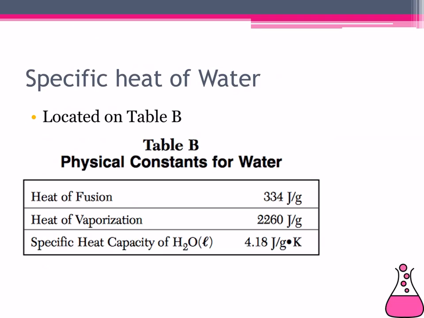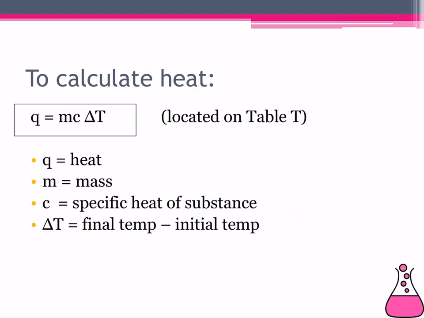But the specific heat capacity for water in the liquid phase is this 4.18 joules per gram times Kelvin. Now that can also be replaced with joules per gram degree Celsius. You can use those units interchangeably here.